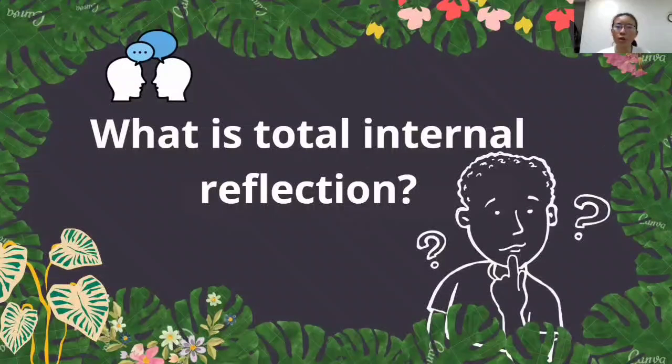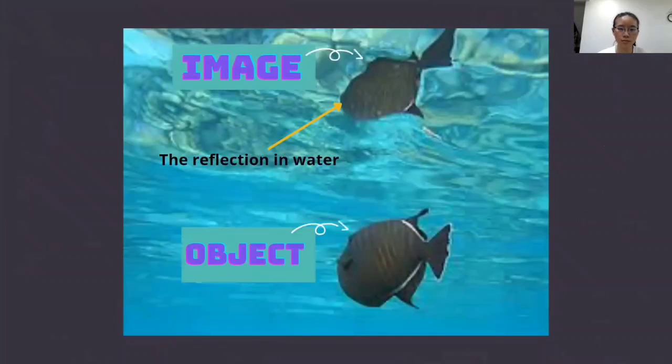So first, what is total internal reflection? We look at this picture, we can see that there are two fish in this picture. One is the object and one is the image. This is caused by total internal reflection.